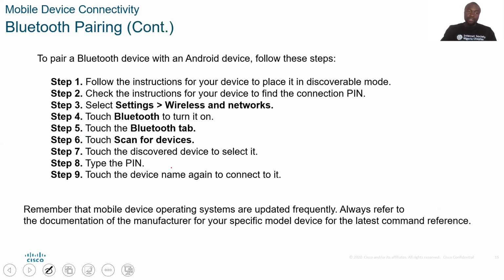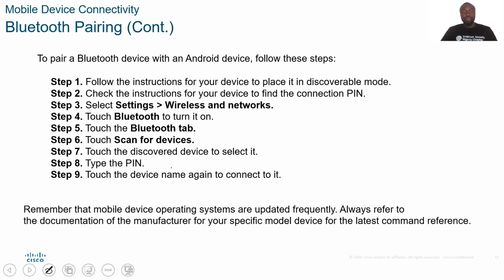All right. So these are the steps when you're connecting to Bluetooth. 1, you follow the instructions for your device to place it in discoverable mode. Remember, discoverable mode is when you open your Bluetooth and make sure that it is broadcasting so other devices can see the name. 2, you check the instructions for your device to find the connection PIN. 3, you select settings, wireless and network. 4, touch Bluetooth to turn it on.